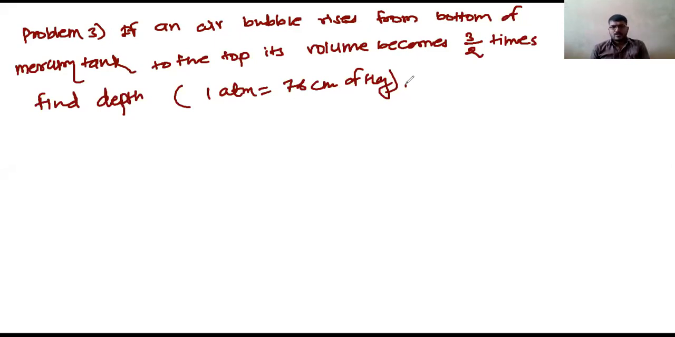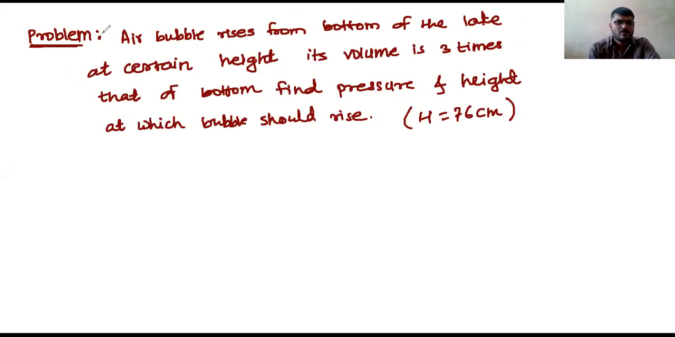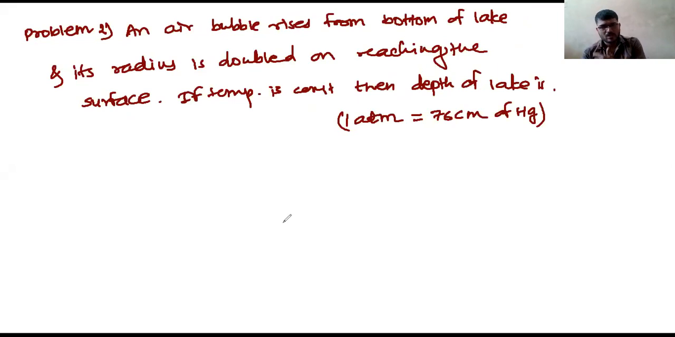So these are the 3 problems I have given. This is number 1: an air bubble rises from the bottom of the lake at a certain height, its volume is 3 times that of the bottom; find pressure and height. The second: an air bubble rises from the bottom of a lake and its radius is doubled on reaching the surface; if temperature is constant, find the depth of the lake. And this one is third.